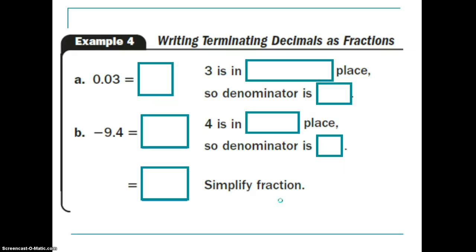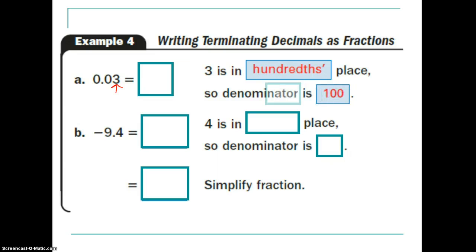Writing terminating decimals as fractions. To write decimals as fractions, you need to think about how you correctly say the number. This 3 is in the hundredths place, so your denominator is 100. It's 3 over 100, because how you say it correctly is 3 hundredths. There is no shortcut to this. You have to think about how you say it correctly.